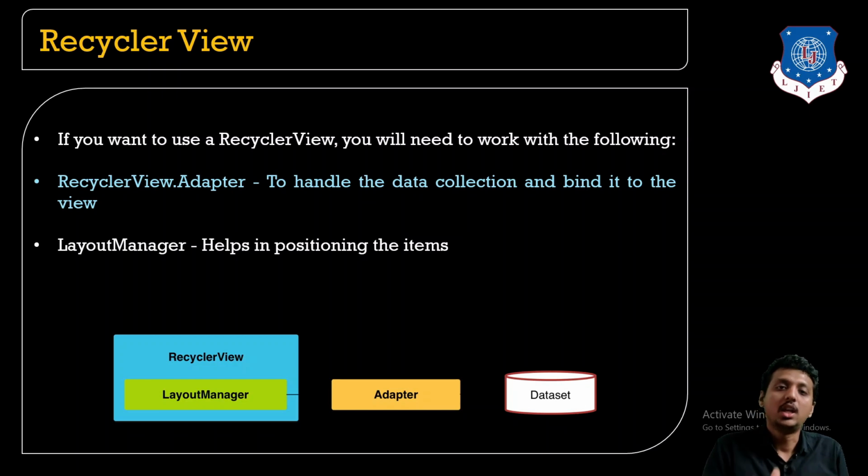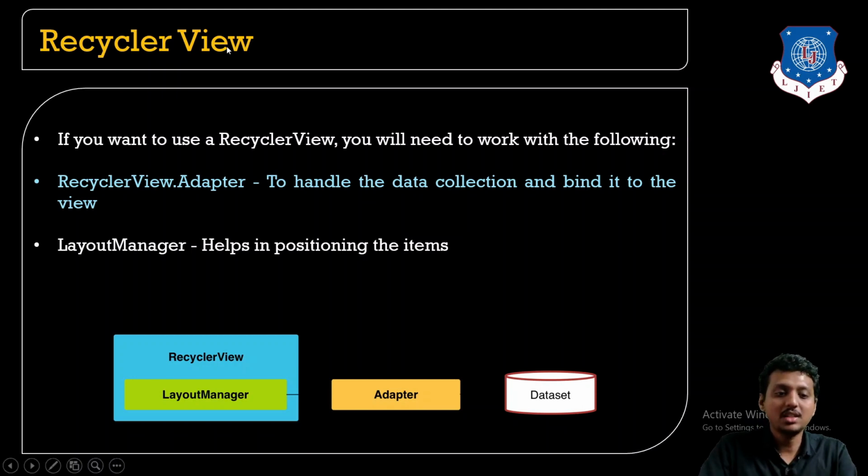And now, during the coding of the recycler view, we need four different files. Let me explain each one. This is the recycler view, this is the layout manager, this is the adapter, and this is the data set. The adapter works between the layout manager and the data set. We need the RecyclerView.Adapter class that will handle the data collection and bind it to the view components.